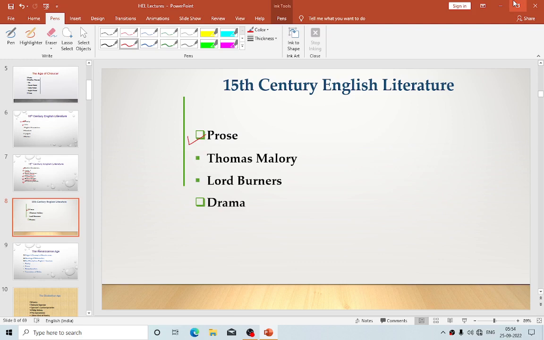So we come to Malory and Berners. Malory's Morte d'Arthur was printed in 1485 by William Caxton. William Caxton says that the manuscript was given by Sir Thomas Malory. Yes. And Thomas Malory was the knight.